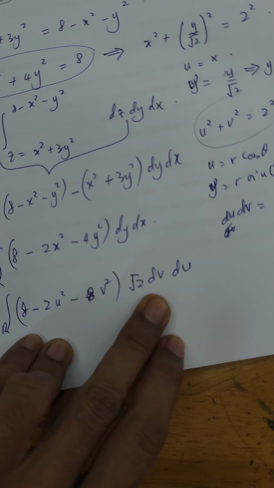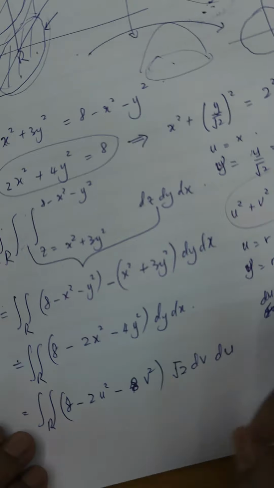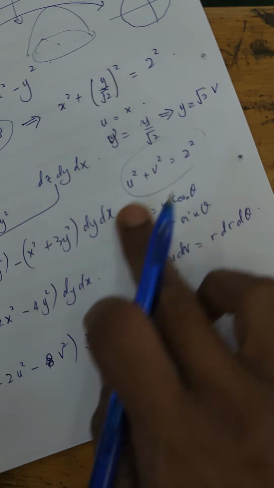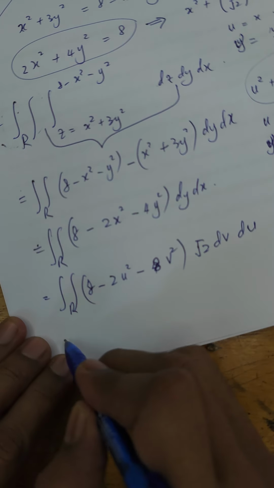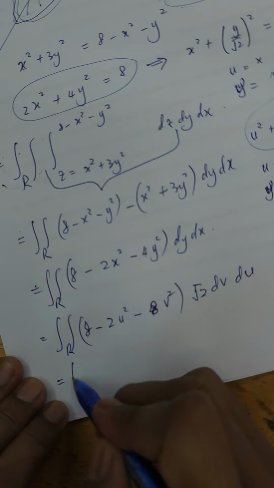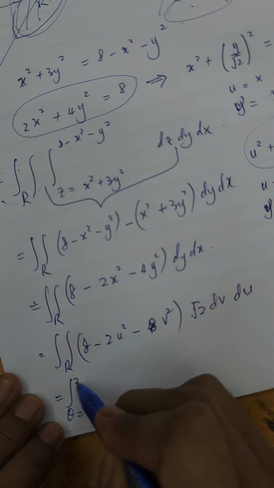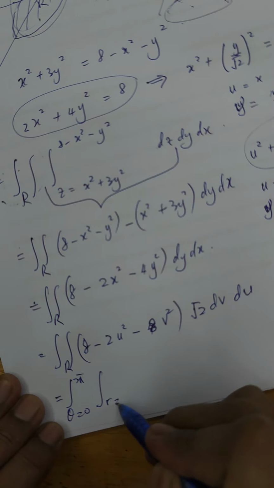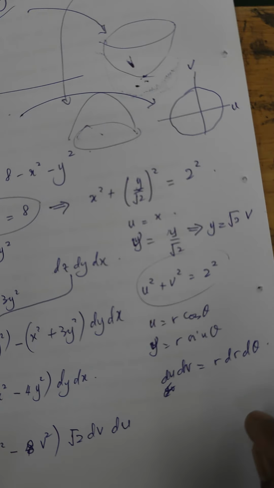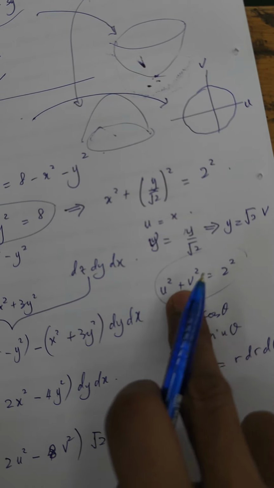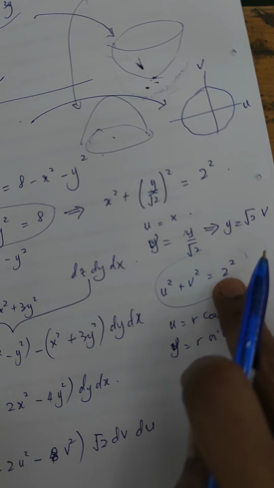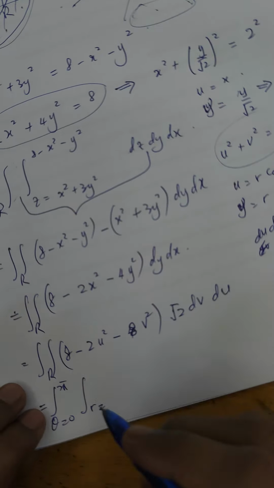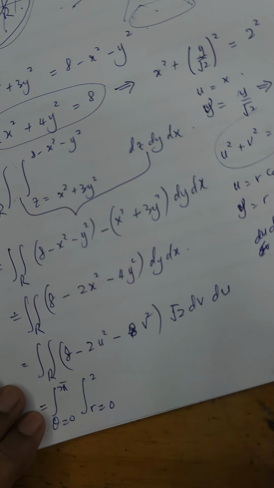Alright, and then do that transformation again using polar coordinates. I think that will give you a much easier way to solve this. So we integrate theta from 0 to 2 pi. We integrate r from what? This is a circle with radius 2, which means r from 0 to 2.